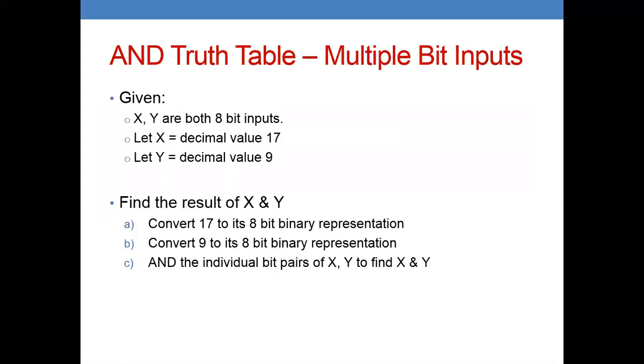So let's take a look at how this bitwise AND operator, the single ampersand, works on two different values. We're going to assume that x and y are both 8-bit inputs, so both x and y are 8-bit numbers. We're going to assign the decimal value of 17 to x and the decimal value of 9 to y, and we want to find the result of x ANDed with y. In order to do that, we want to convert 17 to its 8-bit binary representation, convert 9 to its 8-bit binary representation, and then AND the individual bit pairs of x and y to find x ANDed with y.